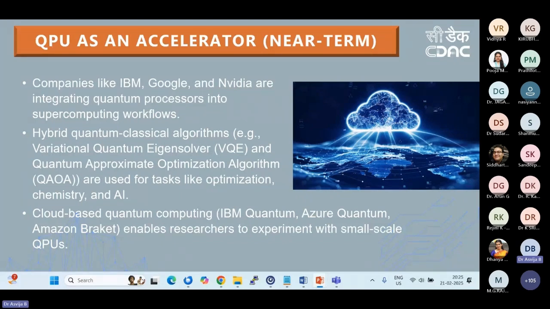And cloud-based quantum computing has also picked up the pace. You are already aware that all the major providers, including IBM, Microsoft, and Amazon, are offering quantum systems on the cloud, and hybrid systems are also available on the cloud for researchers to carry out their research in quantum computing.